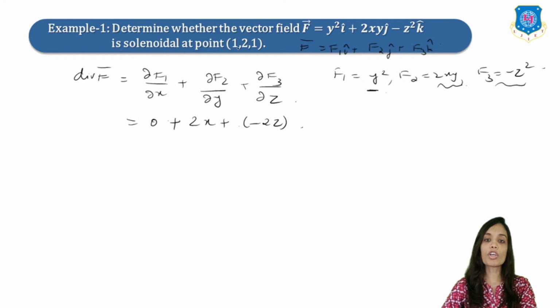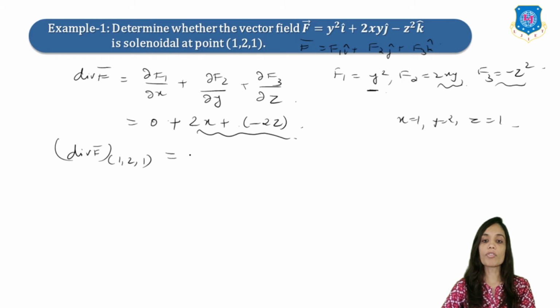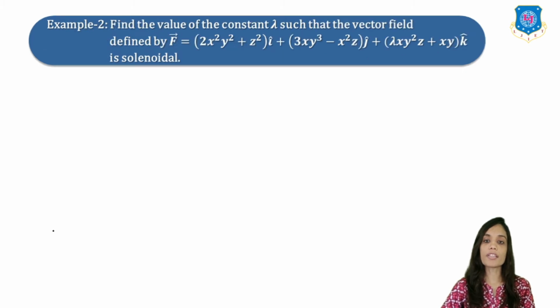Right, now we have to put in the point (1, 2, 1). So divergence of f bar at point (1, 2, 1): your value of x is 1, y is 2, z is also 1. Now put these values in. So the answer will be 2 minus 2, that is 0. So divergence of f bar is equal to 0 at point P. Therefore, we can say that vector field f bar is what? Solenoidal.